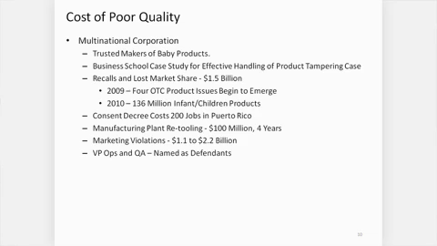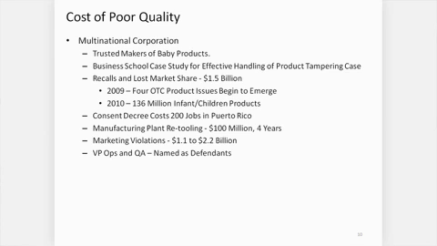4 OTC products started to show problems, and then it turned out that it was actually systemic. There were a lot more problems that were involved, and 136 million doses of product were recalled. They had a consent decree which cost 200 jobs in Puerto Rico. It's taking $100 million in 4 years to retool their plant. They've got marketing violations on top of their lost market share of $1.5 billion. So the violations are going to cost them about $1.2 billion.